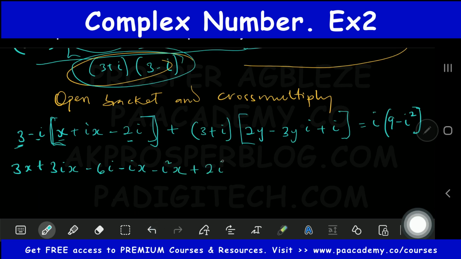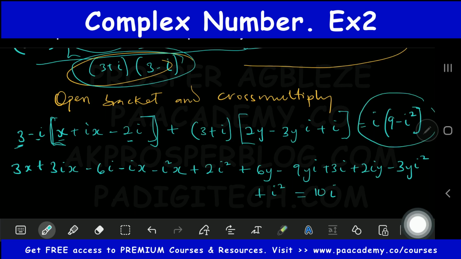x plus 2i squared plus 6y minus 9yi plus 3i plus 2iy minus 3yi squared, then plus i squared equals to 10i. All right, so that this 10i is for this part here.